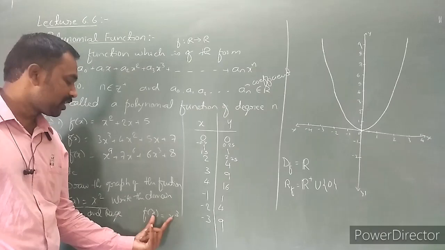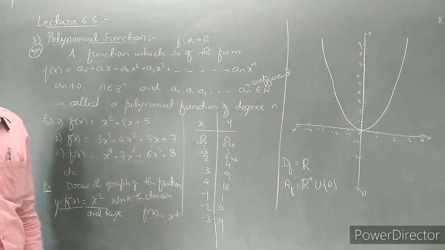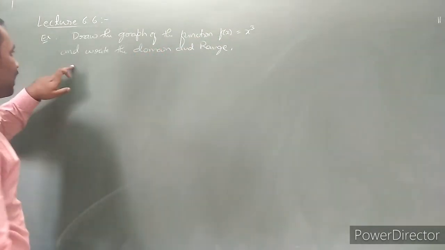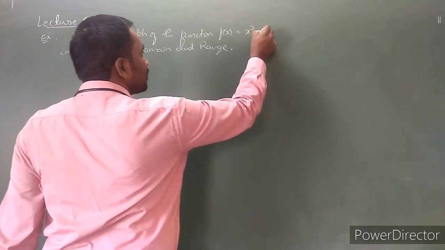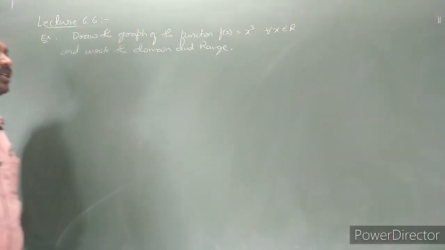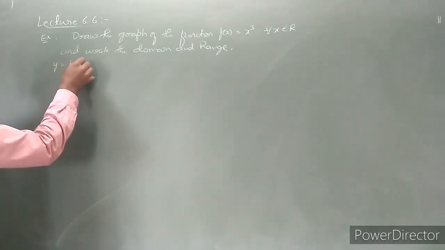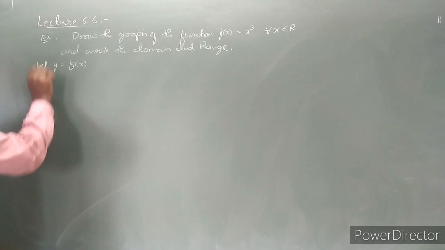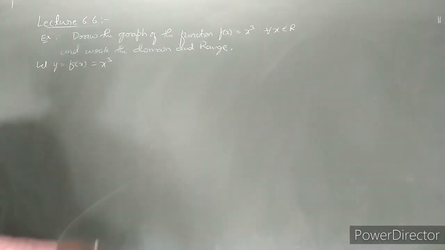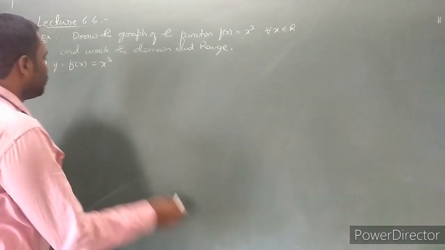Now, draw the graph of the function f of x is equal to x cube. Pause the video and just draw the graph of the function f of x is equal to x cube and write the domain and range of the function. Sometimes they say for all x belonging to R, for all real numbers. In the same manner, let y is equal to f of x, or else keep it as it is, equal to x cube. Either you can write y is equal to x cube or f of x is equal to x cube.